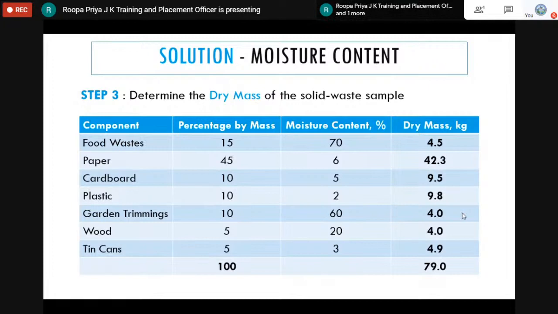So to evaluate the moisture content, you have to compute the last column, which is the dry mass in kg. After you calculate the dry mass, you have to add all the dry masses of all the components. According to this particular question, the total percentage by mass value is 100, and the total dry mass in kg is 79.